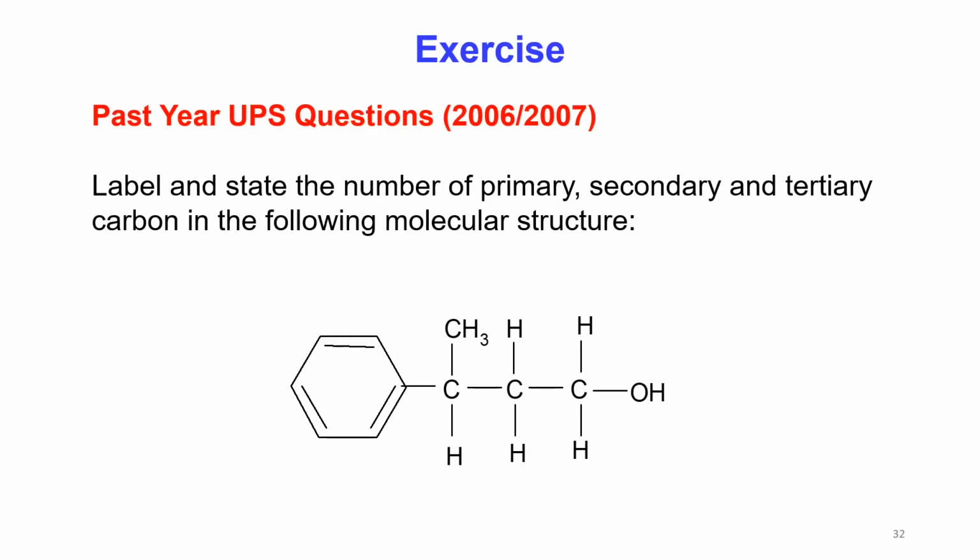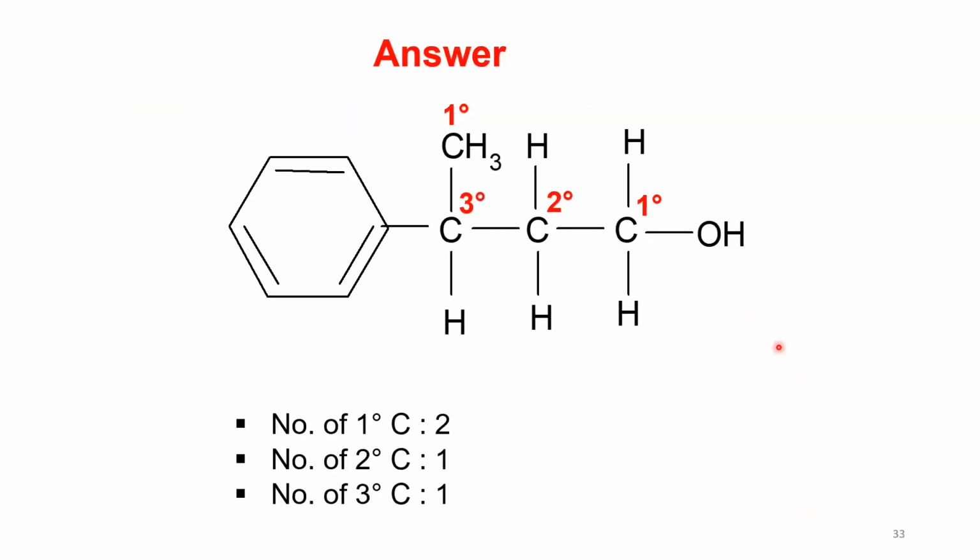So this is a past year UPS question from 2006-2007. Look at the question. Label and state the number of primary, secondary, and tertiary carbons in the following molecular structure. Referring to this structure, we need to label all the primary, secondary, and tertiary carbons. So look at the answer.